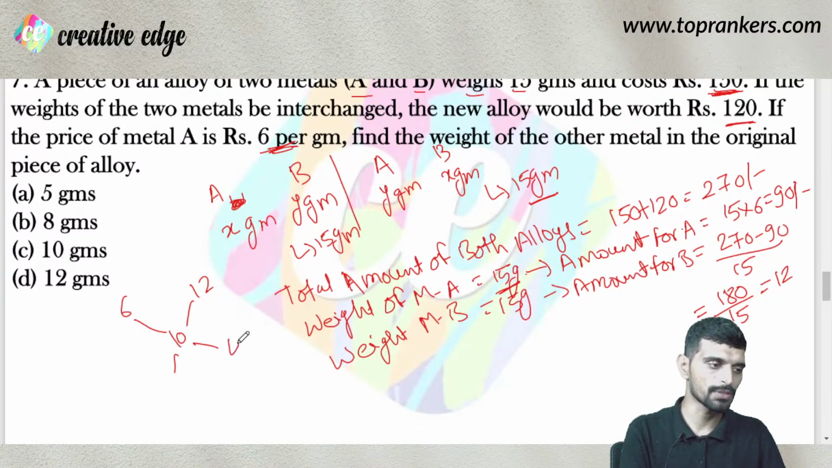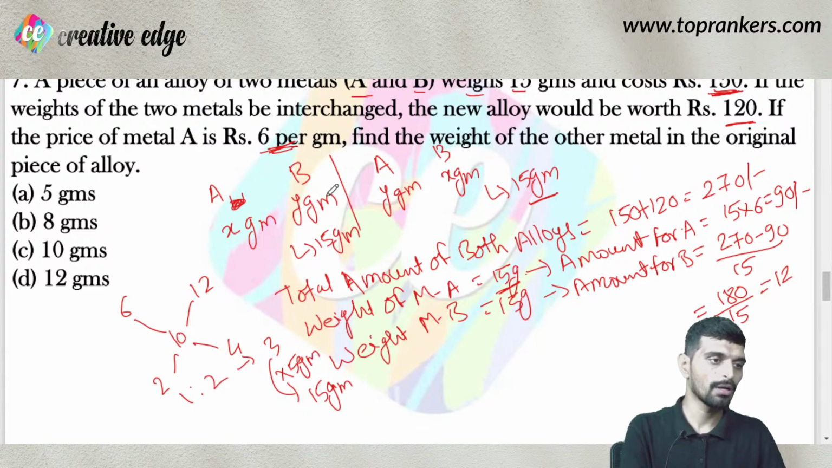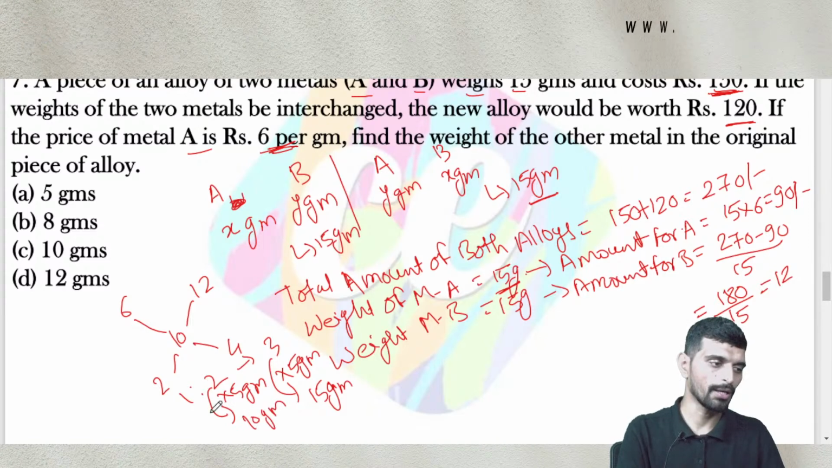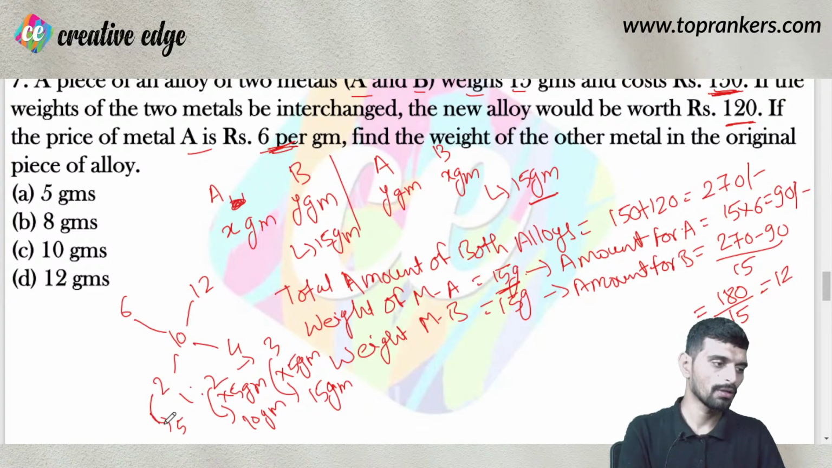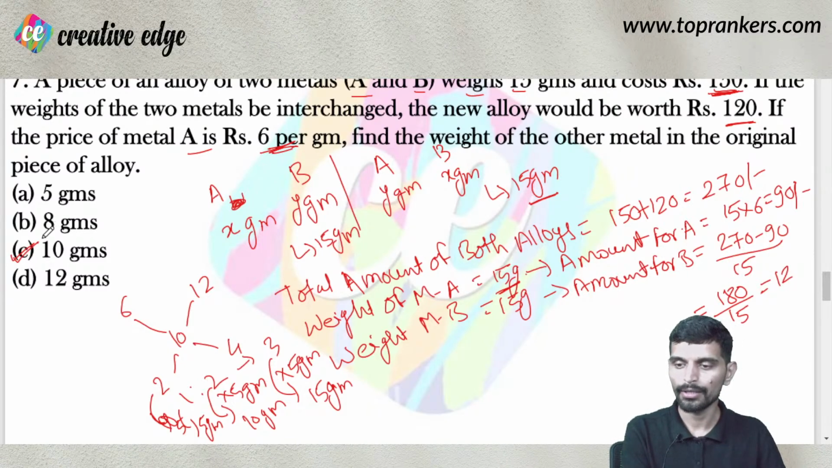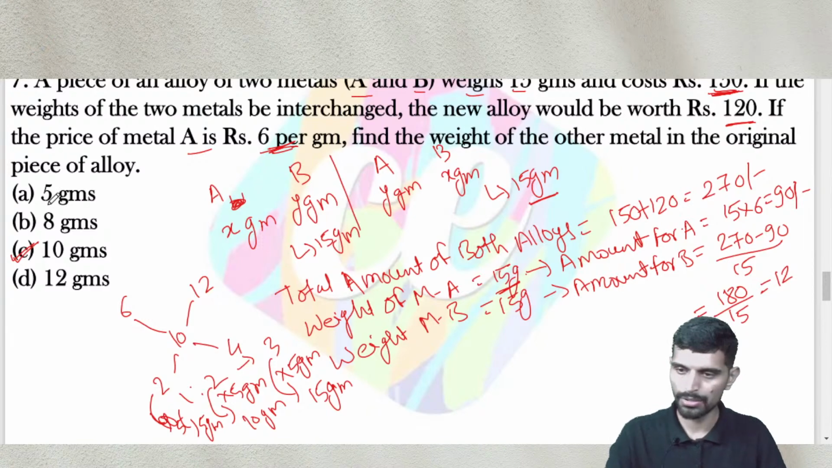So 6, 10 difference is 4, 12, 10 difference is 2. So the ratio will be 1:2. Total is 3. The value of 3 in actual is given to you as 15 grams. So the multiplier will be 5 gram, and the other metal, that is other than A, so the metal B will be 10 grams and metal A will be 5 grams. So we are asked for the other metal, that is metal B, that will be 10 grams. Alright students.